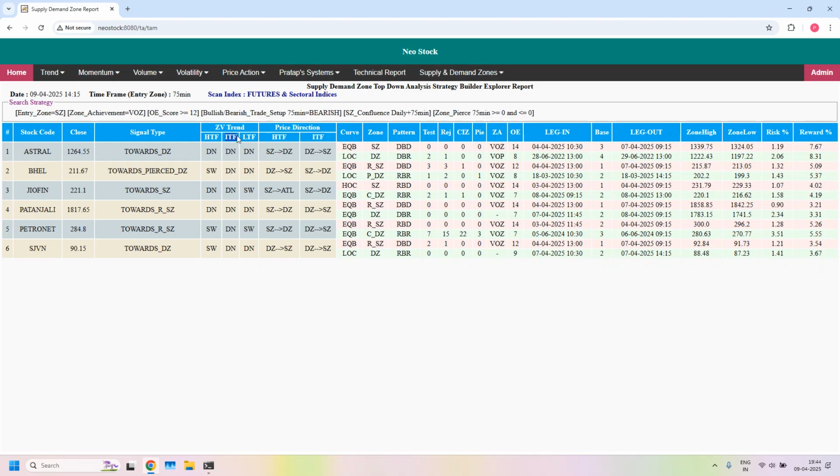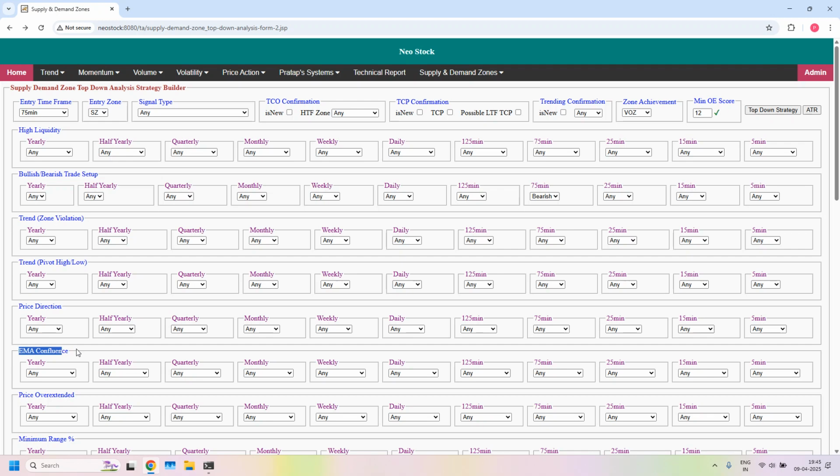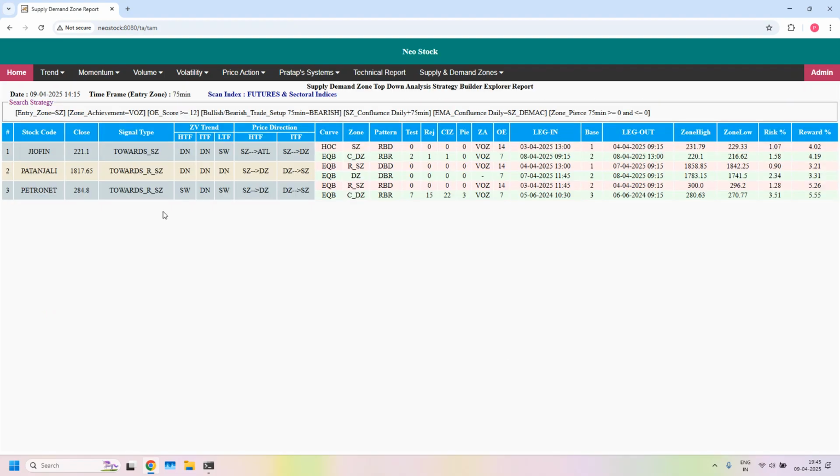And also we should observe the daily trend. ITF trend is a downtrend because it is a bearish trade setup. So we can check EMA confluence on the daily time frame. If any of these stocks' daily supply zones have daily EMA confluence, then the overlapped 75 minute supply zones might have a higher probability of success. Let us filter EMA confluence at daily time frame, checking daily supply zone having daily EMA confluence. We got 3 stocks. So these 3 75 minute supply zones might have even higher probability of success.